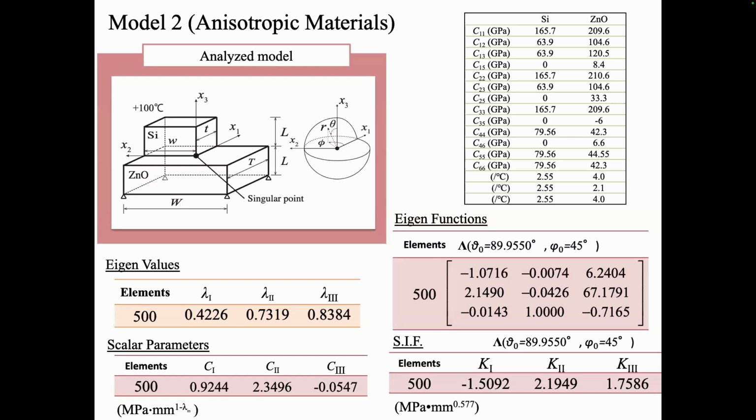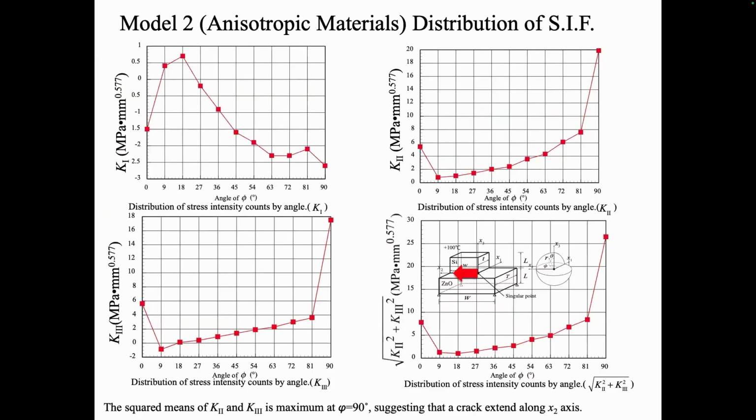The next example is the anisotropic one. In this case, one material is silicon and the other is zinc oxide, both anisotropic materials like this. We can obtain the eigenvalues and scalar parameters like this. Also, we can obtain the stress intensity factors for these angles, and the distribution over all angles on the interface.